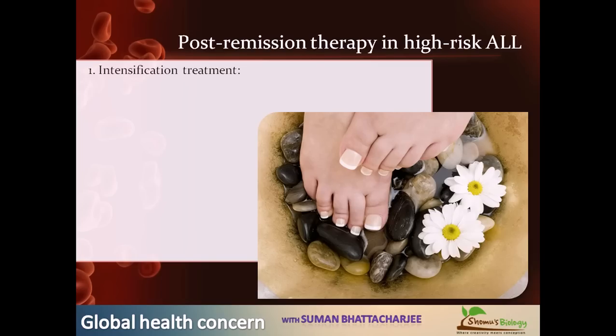Methotrexate or cyclophosphamide, these are the drugs that are usually used in the standard type of ALL treatment. But in this type of treatment, the intensification process, we can use them, right? Second thing we can rely on is hematopoietic stem cell transplantation.